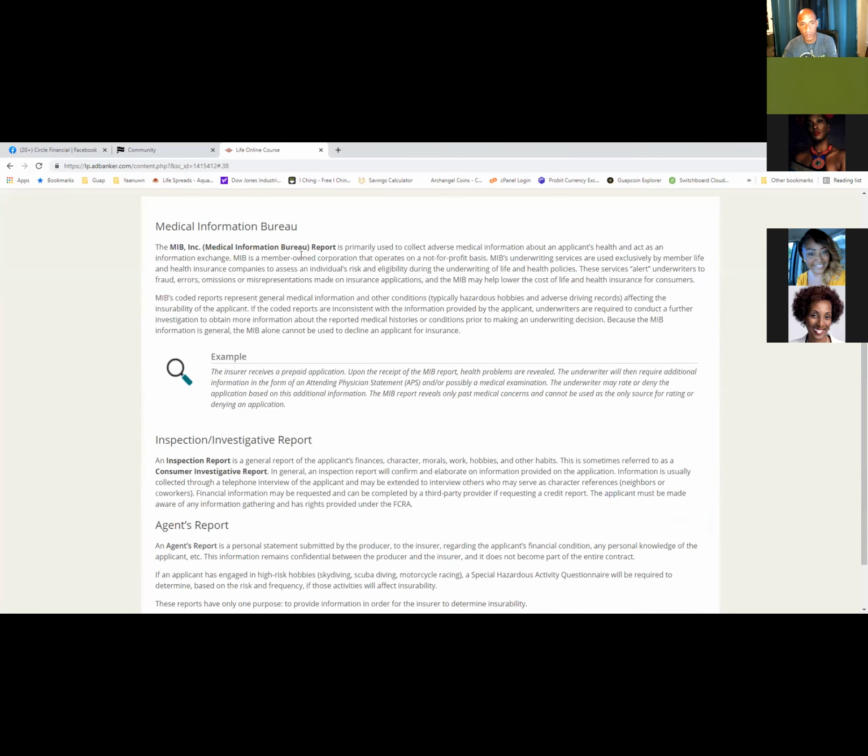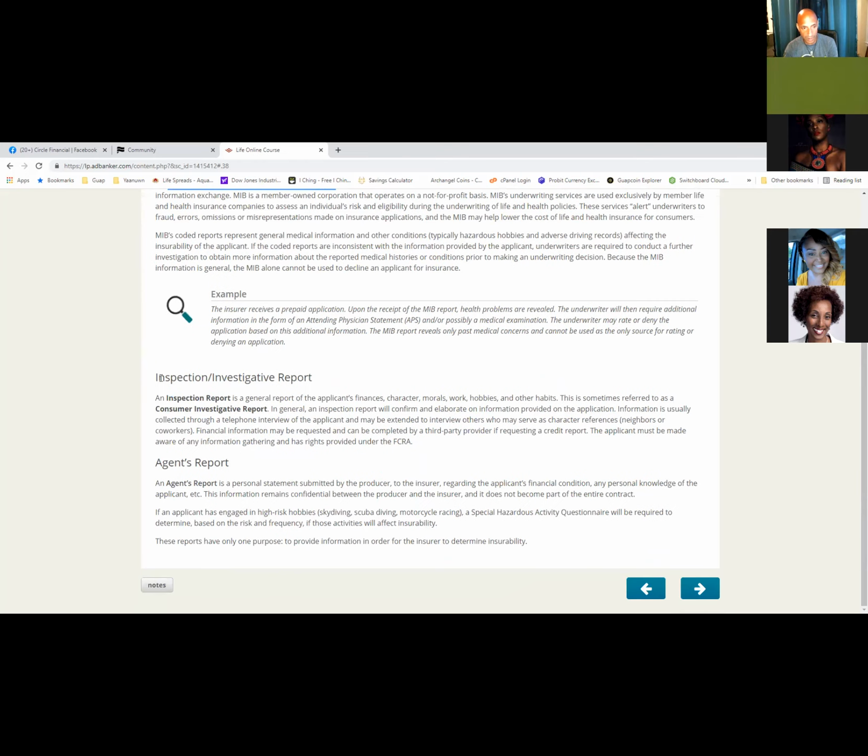So the Medical Information Bureau is basically a big brother, you might say, that has information about your medical history. Primarily, they look at prescription medications. An investigative report, they might need to do a consumer investigative report, look at your credit score. Credit can affect you in life insurance. If your credit is really bad or you've got a bunch of bankruptcies, they will consider you either a higher risk or they won't insure you at all.